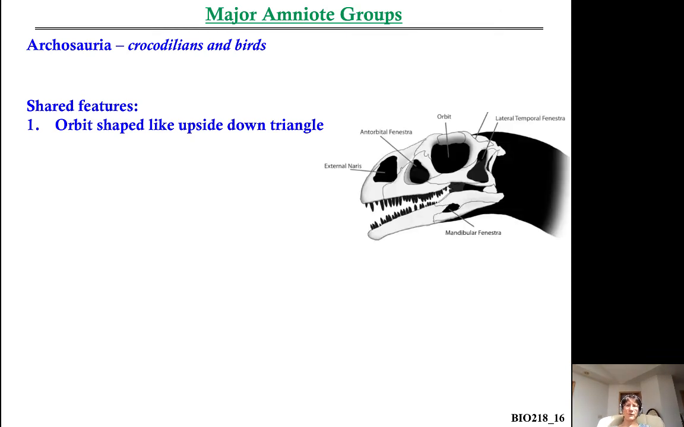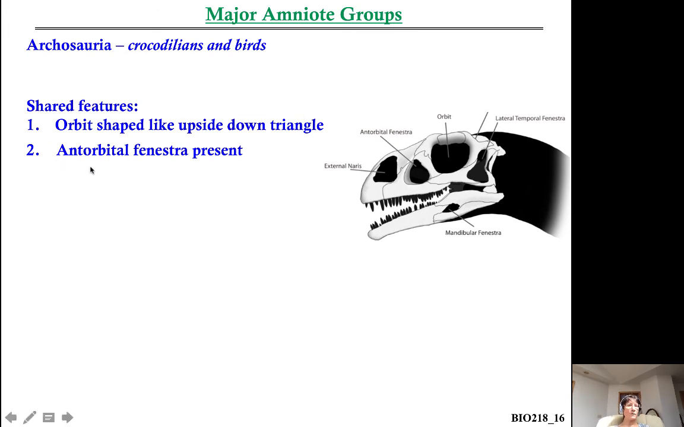So for instance, this is a picture that used to be in your book of a dinosaur, and here's the orbit. And if you ask me, this is mostly kind of square. That's what I'd call it. So despite the fact that your book says it's supposed to be an upside down triangle, what I'm seeing here is it's kind of square. So you still need to know it. I'm just saying it's confusing, and I'm unlikely to ask you about it.